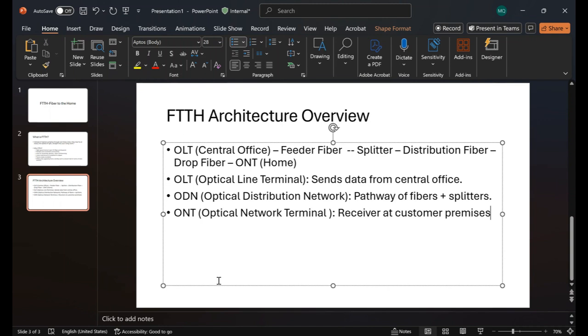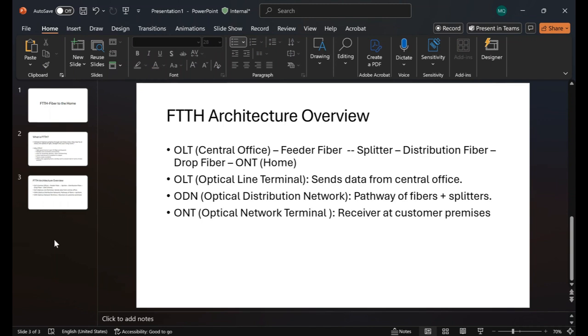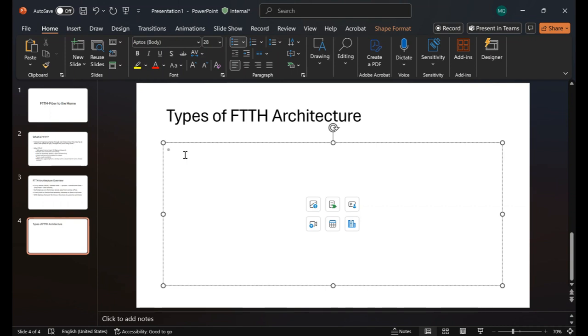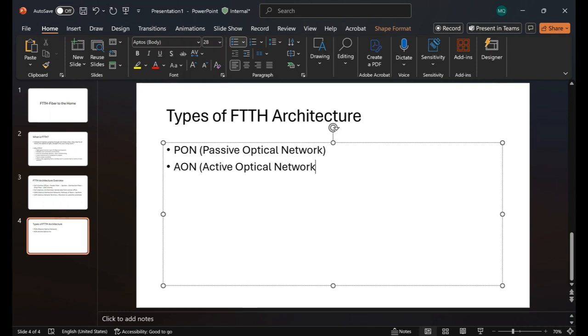Now, types of FTTH architecture. Number one is PON, passive optical network, and number two is AON, active optical network.